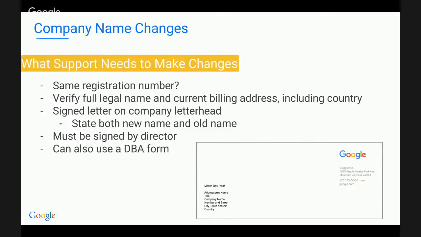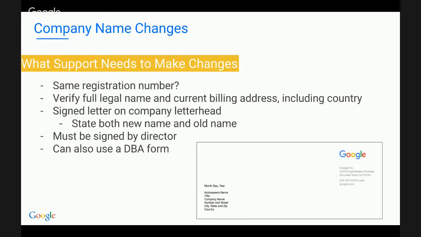We just need proof that the business is what you say it is and that it's continuing with the same registration number. Again, this is all because these are legal documents that you're signing when you're doing a legal customer with Google, and we need to make sure that all this information is correct and secure both for us and for you. If you want to change the company name, we're going to need a doing business as form.